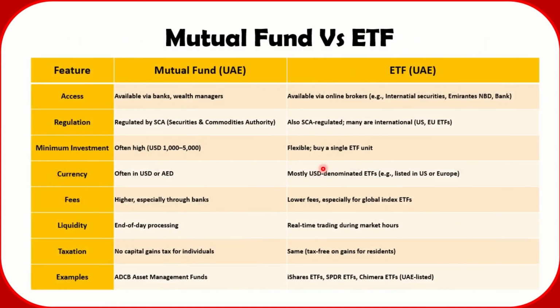Right now we are looking at the difference between a mutual fund and an ETF. For mutual funds, we are looking only at the UAE. For access, mutual funds are available through banks as well as wealth managers as of now. And for ETFs, online brokers provide access. For example, online brokers for international securities, Emirates NBD, and other banks. Whoever is a registered broker under DFM as well as ADX has access to ETFs. But for mutual funds, it is only the banks offering them as well as the wealth managers. What the banks are, we can look at in the examples.